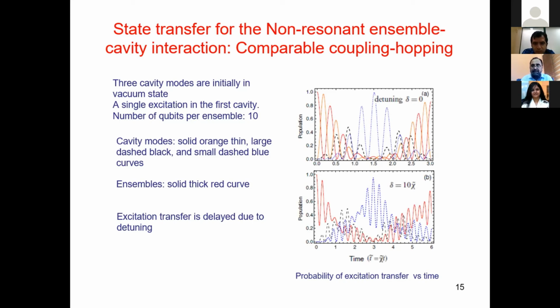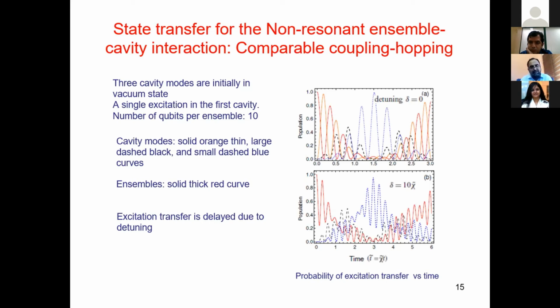Please notice, in this case, I have plotted all the 3 modes and the ensemble in one picture in A, right? Now notice, when we switch on detuning, here delta is 10 gamma. It is scaled in terms of the coupling. Chi is nothing but the coupling. So excitation is delayed as compared to the case when delta is equal to 0. And that is what we were expecting, right?